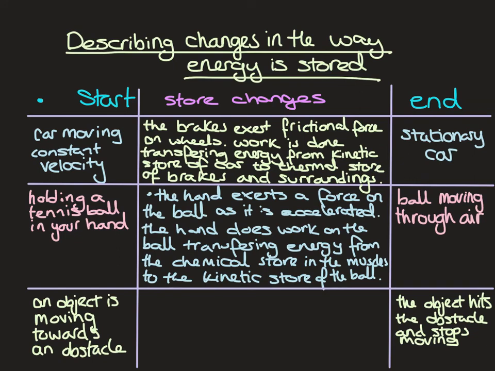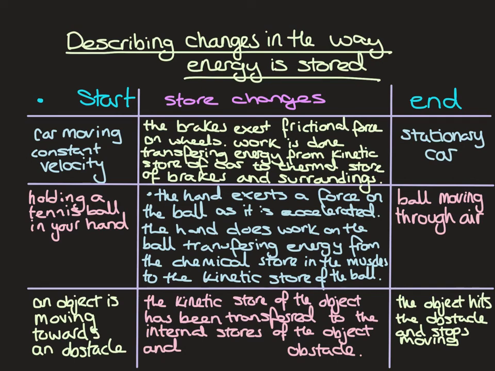Okay, hopefully this is making sense and it's going well. Let's try another one. We have got an object moving towards an obstacle. It's not looking positive. And then at the end of this situation, the object hits the obstacle and stops moving. Hopefully no one got hurt. So let's have a little think. Maybe press the pause button. Have a think. What are the changes going on in the stores of energy in this system?